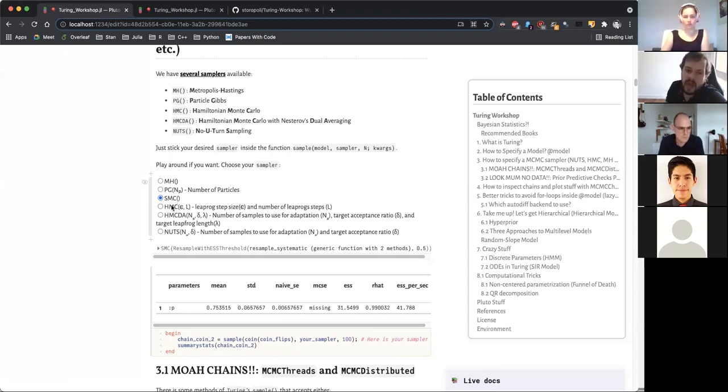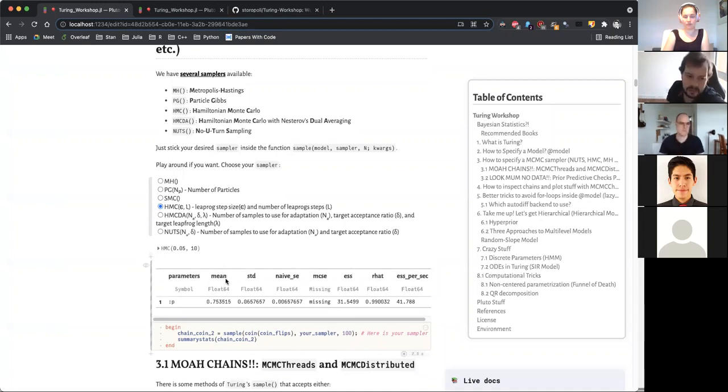HMC, you have to specify the epsilon and the L. In the HMC literature, you'll find the leapfrog step size as epsilon. It's the size of the steps in the leapfrog symplectic integrator that HMC uses. And also you have the number of leapfrog steps. That's how many steps your integrator will take to calculate the Hamiltonian trajectories inside the whole probability space. So this is HMC. It also runs fast, and it will calculate the mean around 0.75.